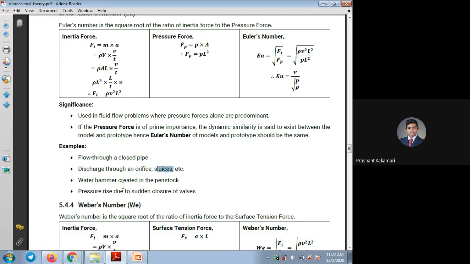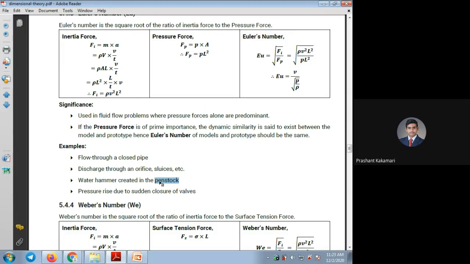Next is the water hammer. Whenever you close the gates, water will come and hit the gates. Or you can see the penstock of the turbine. Once the flow is closed, the water will come and hit the closed wall. That is called water hammer.